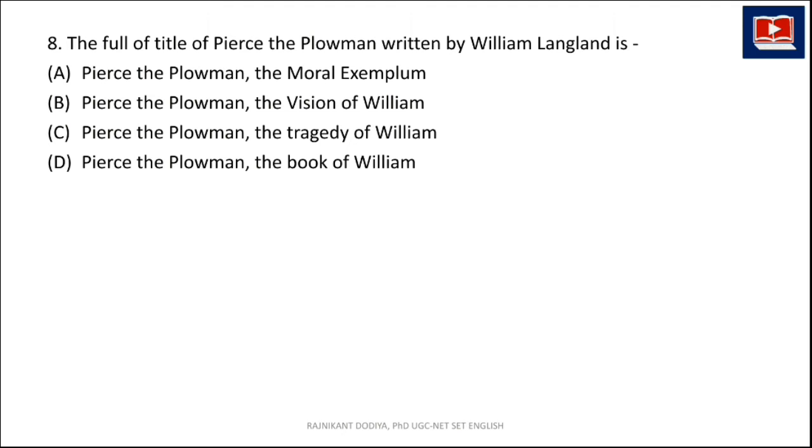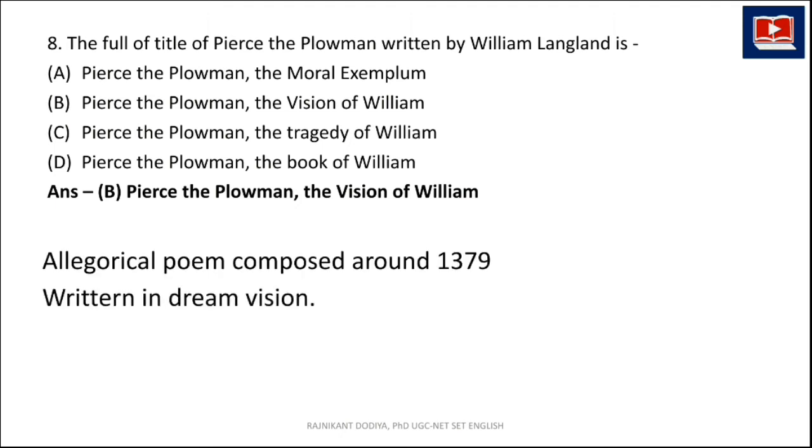So the word William is very much mentioned here, so we have to find the right answer, and the right answer is here in front of us. It is B. Piers the Plowman, the Vision of William. Yes, the Vision of William Langland. Yes, so it is an allegorical poem. Friends, this poem by William Langland is an allegorical poem, and it is a very remarkable piece of work by him.